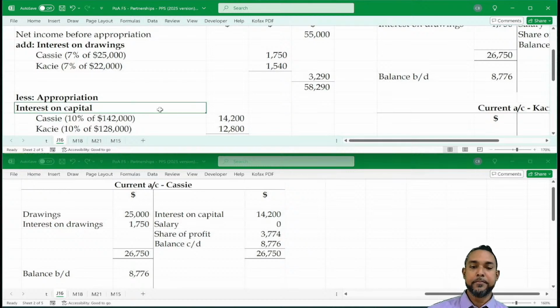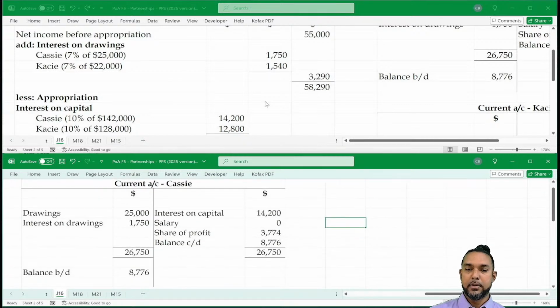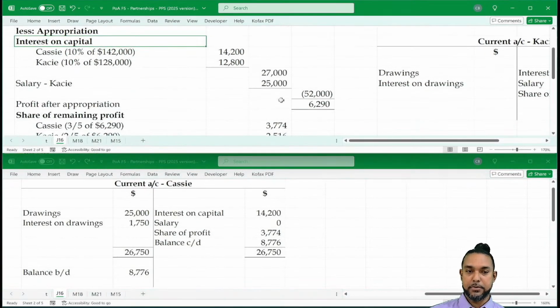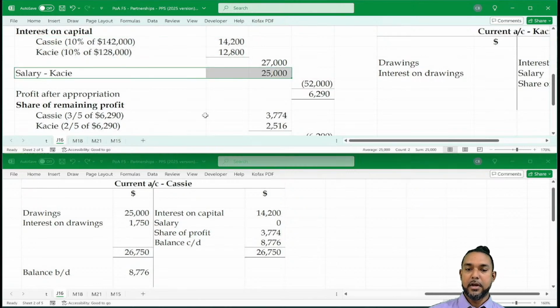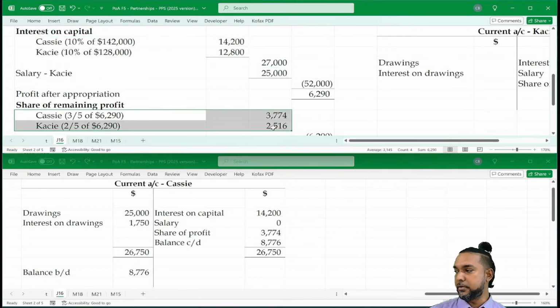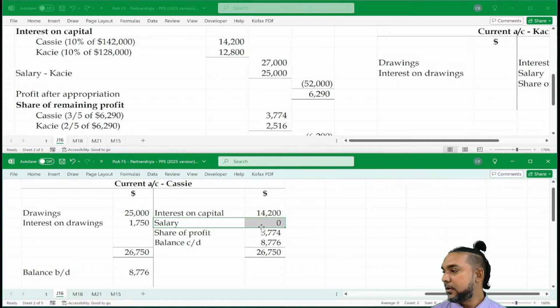Re-explain, right? So once again, a partner's current account shows their earnings and withdrawals from the partnership, right? The earnings can be found in the appropriation account, right? So the interest on capital, the salary, and the share of profit, those are the 3 earnings of the partners, right? So you'll see them here on the credit side. Now, in this case, Cassie didn't earn a salary.